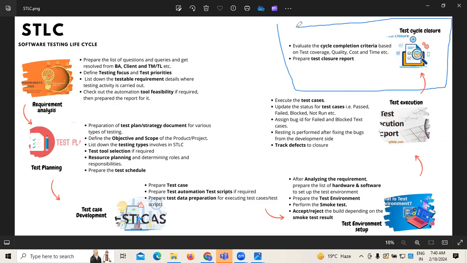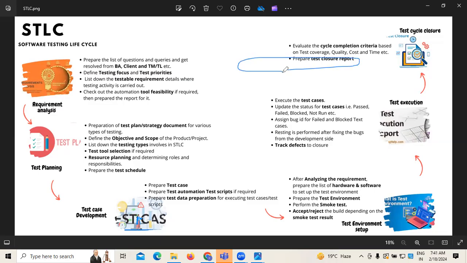Test cycle closure means how to close the cycle, right? For that we have to make sure we prepare the test closure report. That has to be prepared, right? If you have not prepared any test cycle closure report, then there will be no value for that. So preparing the test cycle closure report is something we have to do. For that, there is the evaluation in terms of the test cycle completion criteria. What are the test cycle completion criteria? There are some criteria we have to follow.